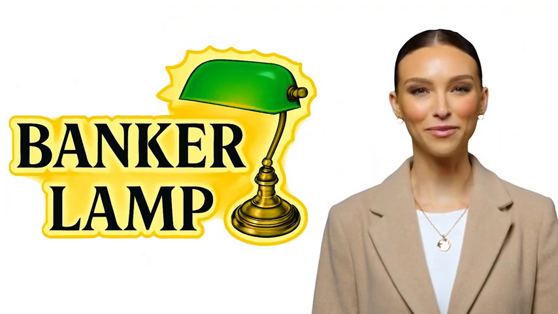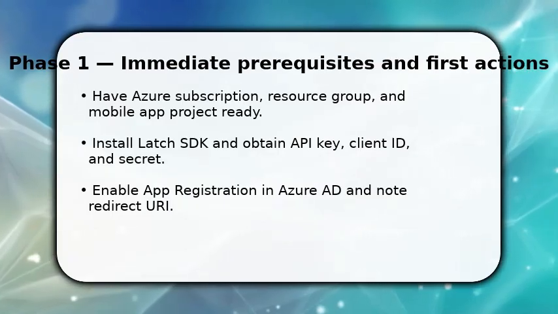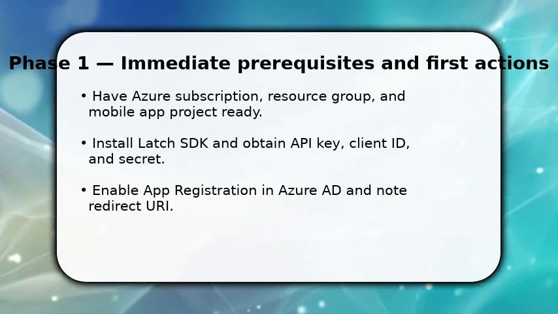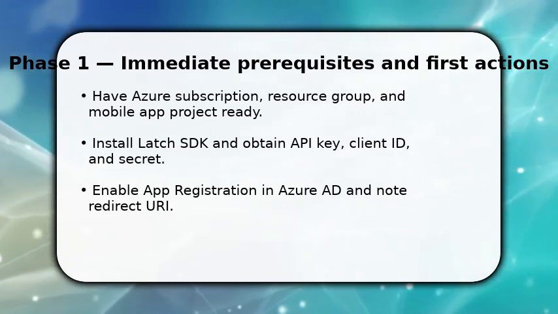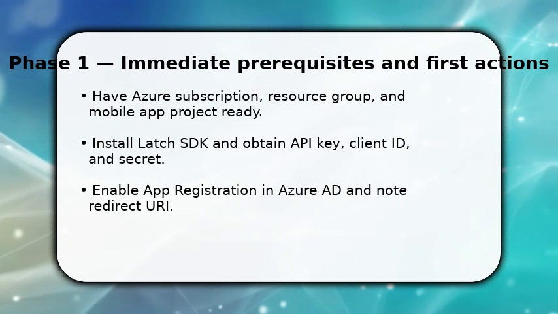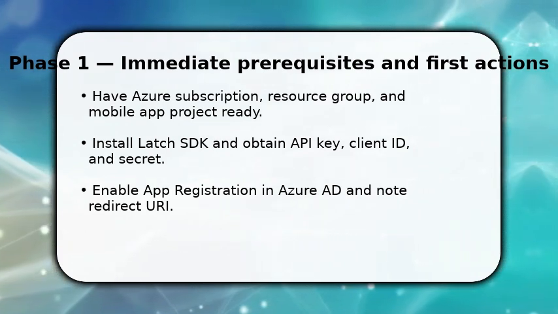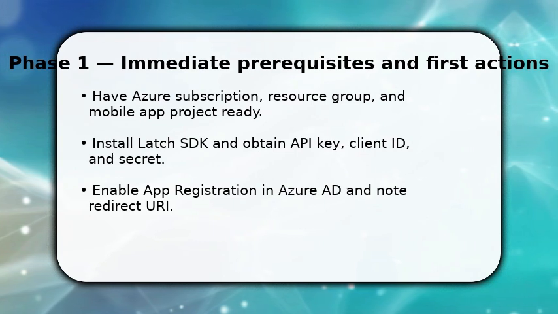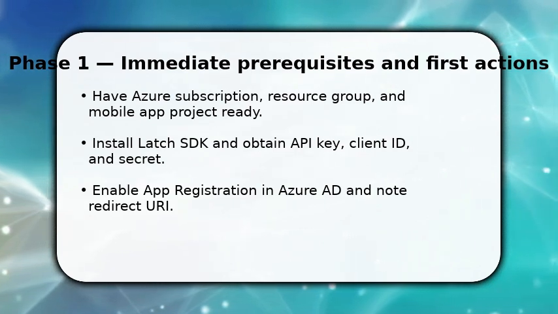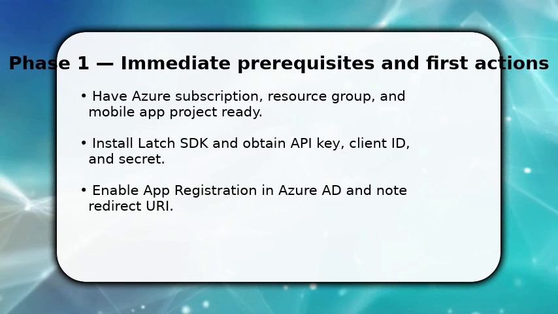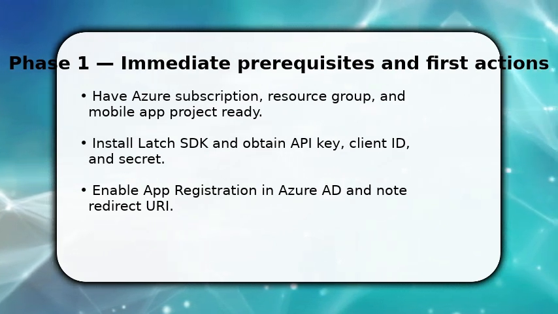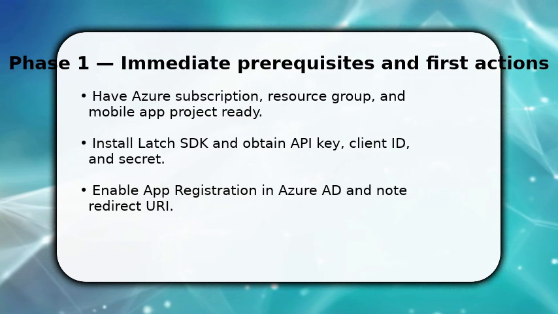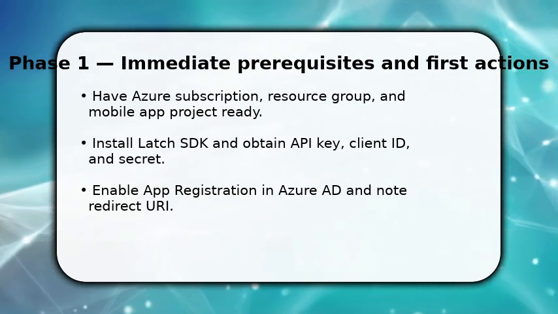Please enjoy the video. You start with essentials. Confirm your Azure subscription, resource group, and a mobile app project. Install the Latch mobile SDK and retrieve the API key, client ID, and secret. This is mandatory. In Azure, create an app registration and set the redirect URI to your mobile scheme. Once done, assign minimal permissions. Make sure they match the Latch flow.